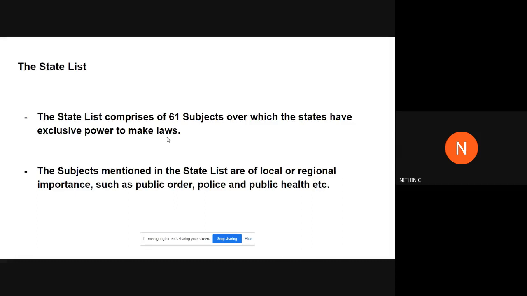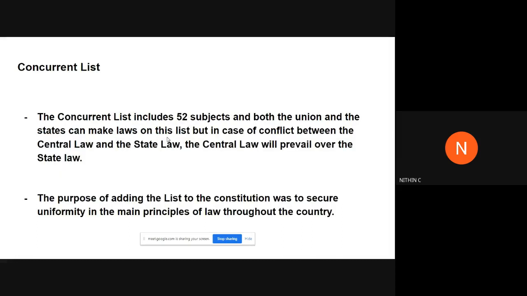Okay. Then concurrent list, which includes 52 subjects. Remember 99 union list, it's 61 in state list, and it's 52 subjects in concurrent list. Both the union and states can make laws on this list, but in case of conflict between the central law and state law, the central law will prevail over the state law.